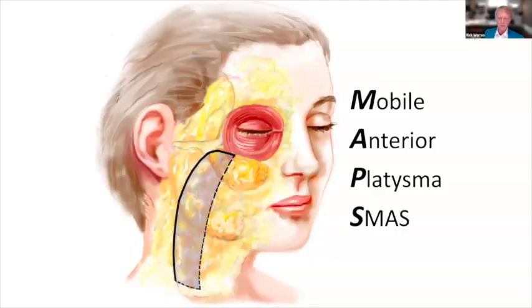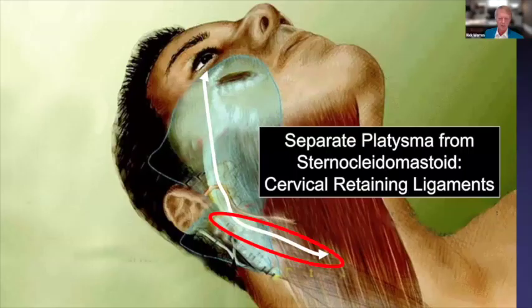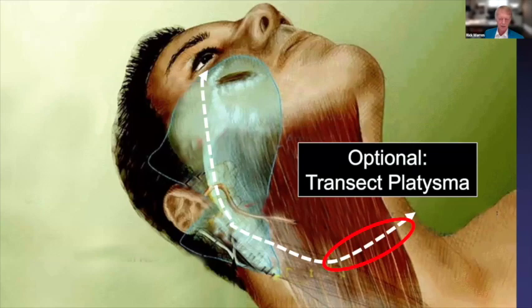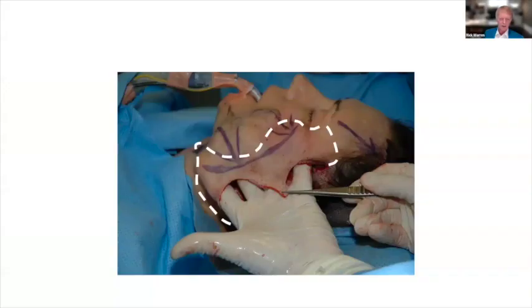So anyway, this is the operation I do, just to give you a perspective on what I'm about to say. I call it a MAP lift because it's in the anterior portion of the face, and it's the platysma and the SMAS. I always divide the sternocleidomastoid from the platysma, and I sometimes do a transection in the neck. So clinically, you can look and see what this looks like in the operating room.